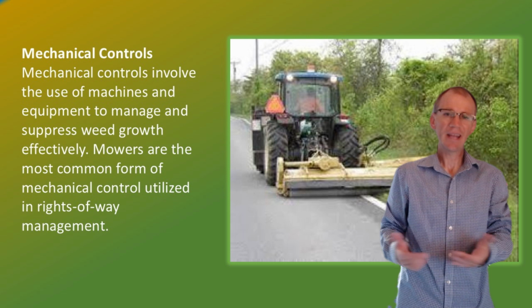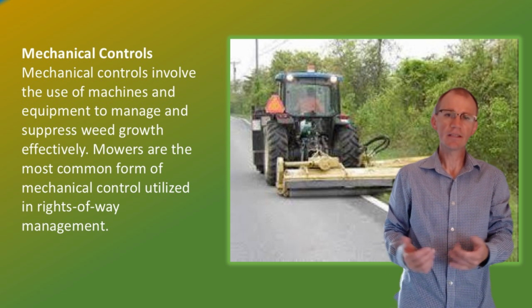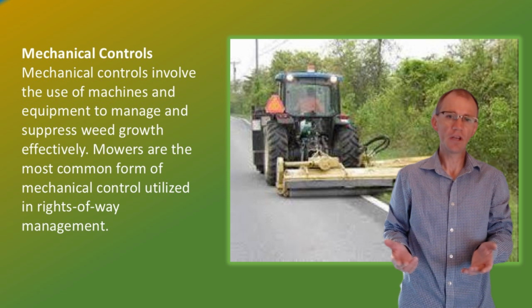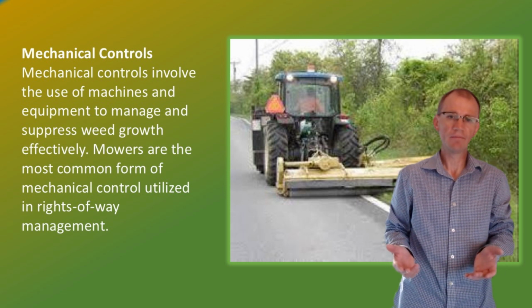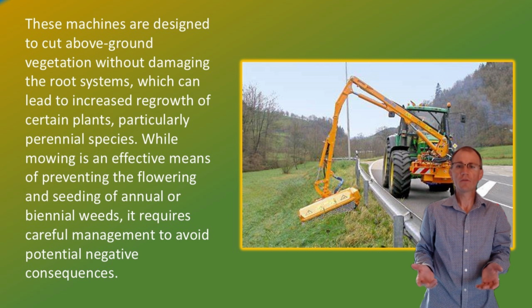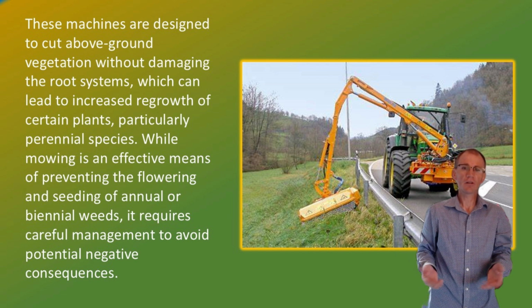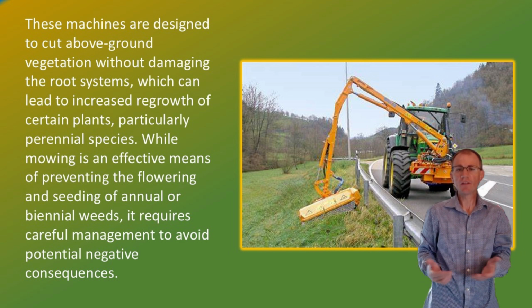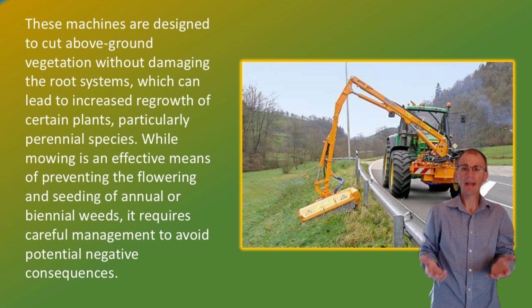Mechanical controls. Mechanical controls involve the use of machines and equipment to manage and suppress weed growth effectively. Mowers are the most common form of mechanical control utilized in rights-of-way management. These machines are designed to cut above-ground vegetation without damaging the root systems, which can lead to increased regrowth of certain plants, particularly perennial species. While mowing is an effective means of preventing the flowering and seeding of annual or biennial weeds, it requires careful management to avoid potential negative consequences.